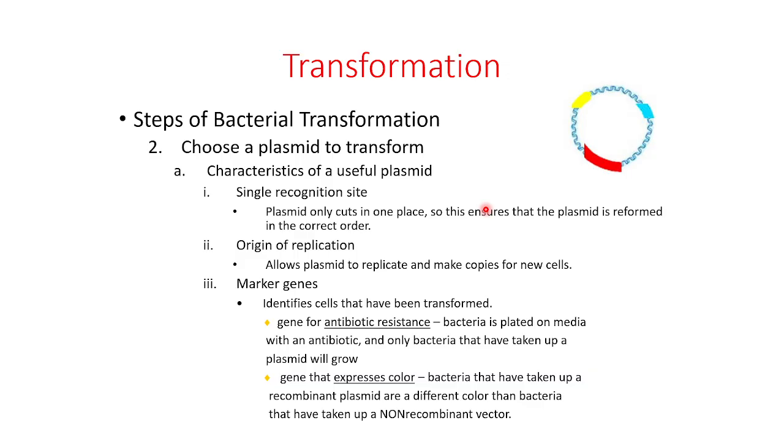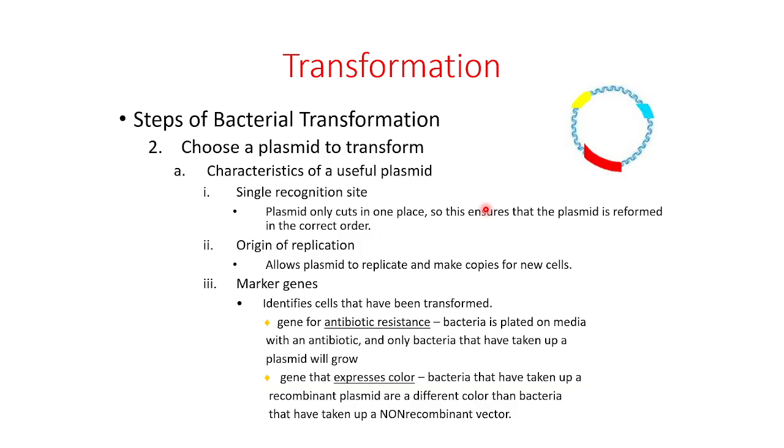Now, for the steps of bacterial transformation, you have to choose the plasmid to transform. In your case, maybe it is the plasmid that is already present. The plasmid has a single recognition site for cutting it, and an origin of replication from where the replication procedure starts, and then the marker genes. Like I was telling, there is an antibiotic resistance gene and one that expresses color.